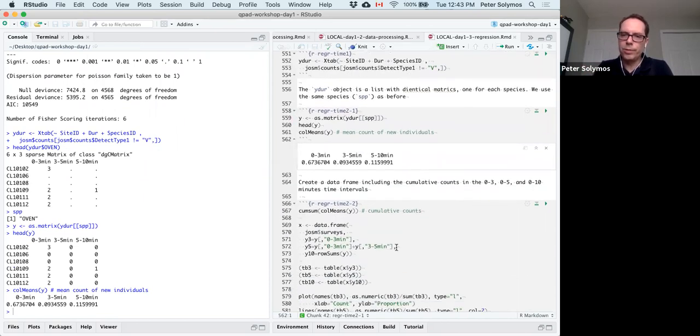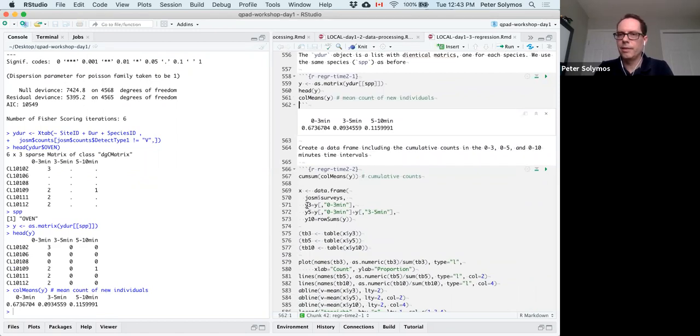So what we're trying to do next is let's create 3 responses. One where we are just looking at 0 to 3. The next one, add up the 0 to 3 and 3 to 5 so that it covers 5 minutes. And then the third one is going to be 10 minutes.